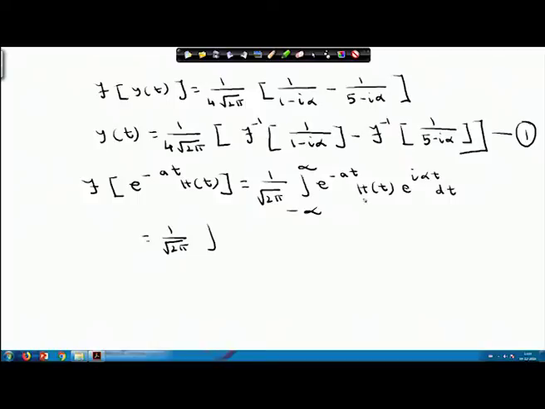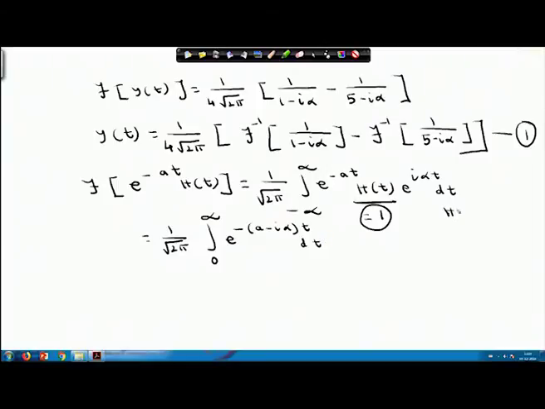Your h(t), as I told you, is 1 for t greater than 0 and 0 for t less than 0. This function h(t) is the Heaviside unit step function. So the integral from minus infinity to infinity now boils down to 0 to infinity, where the value of h(t) is 1. For minus infinity to 0, the value of h(t) is 0. So you can write this as the integral of e^(-(a - iα)t) dt.